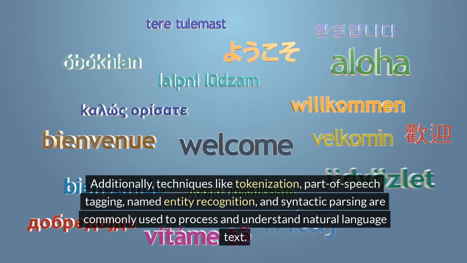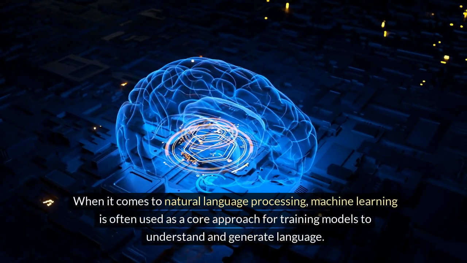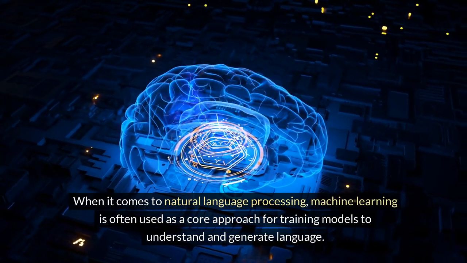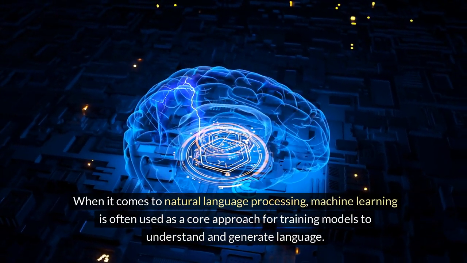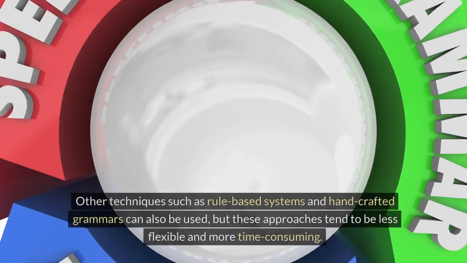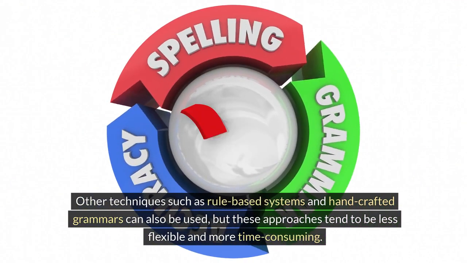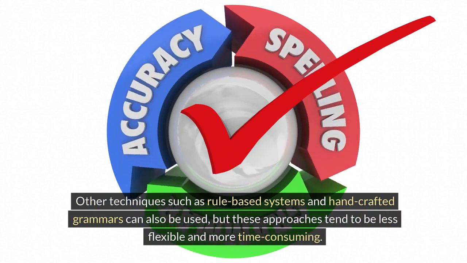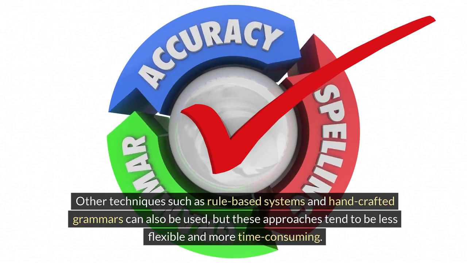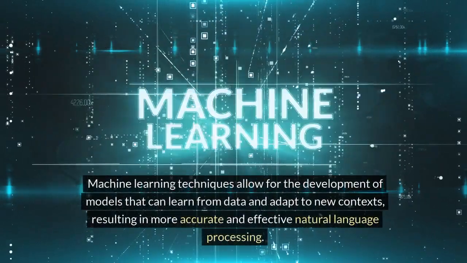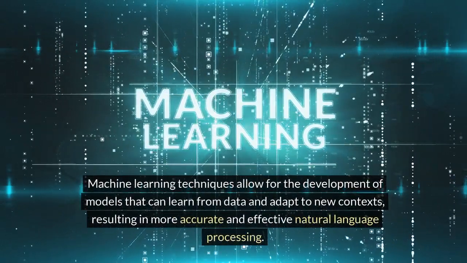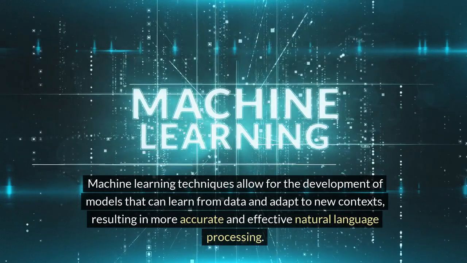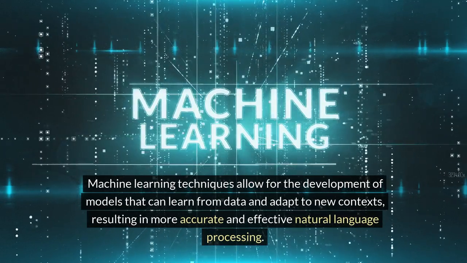When it comes to natural language processing, machine learning is often used as a core approach for training models to understand and generate language. Other techniques such as rule-based systems and handcrafted grammars can also be used, but these approaches tend to be less flexible and more time-consuming. Machine learning techniques allow for the development of models that can learn from data and adapt to new contexts, resulting in more accurate and effective natural language processing.